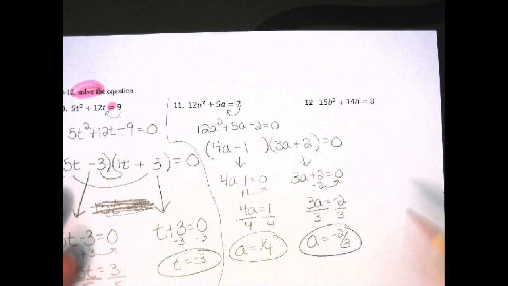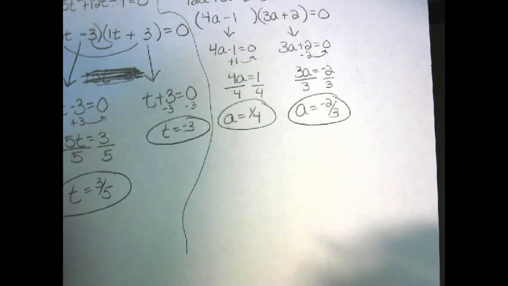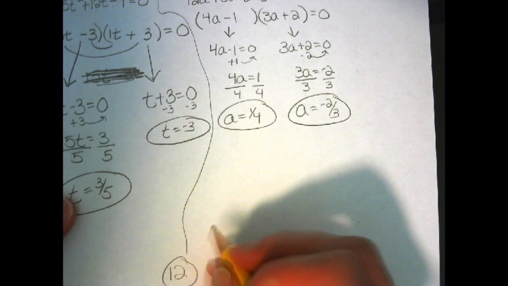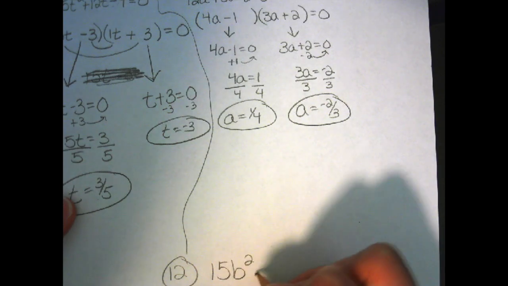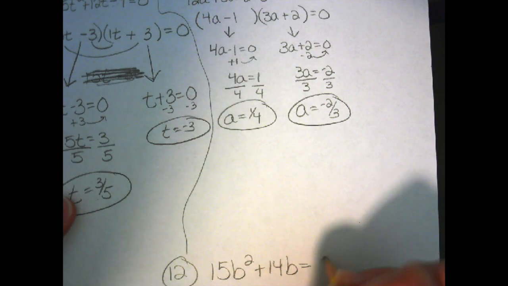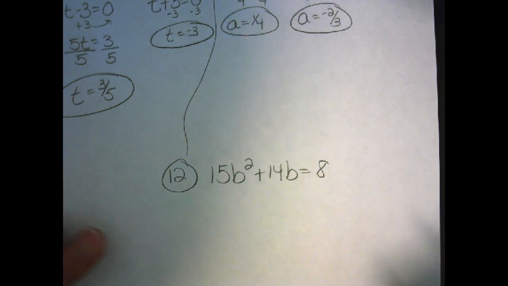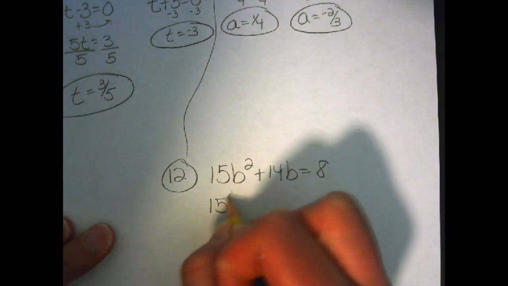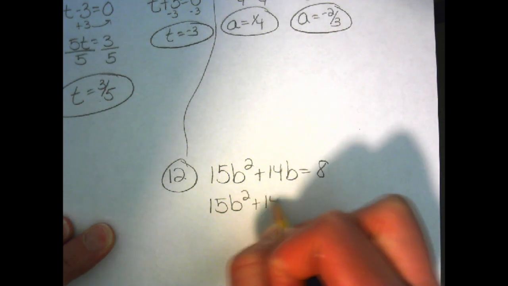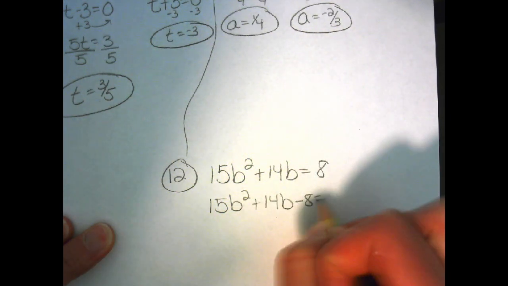Now I'm at the edge of my paper here for number 12, so let me go down below here. So number 12 looked like this. Okay, that was what the setup for number 12 looked like. If you move the 8 over, that's what you would get.